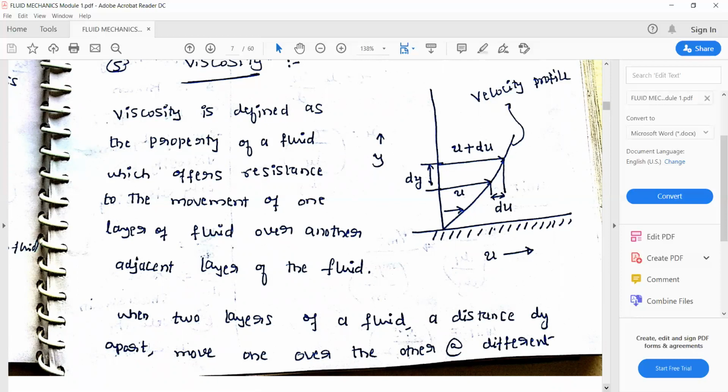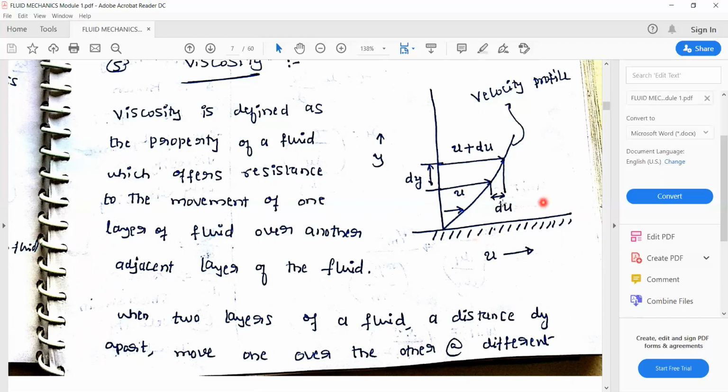Here you can observe the viscosity definition. Viscosity is defined as the property of a fluid which offers resistance to the movement of one layer of fluid over another adjacent layer of the fluid. Just now I gave you the example of water and oil. In case of oil, because of more viscosity, more resistance, it will not flow easily. In case of water, viscosity is less, so it can flow very easily because the shear stress between the fluid layers is less.